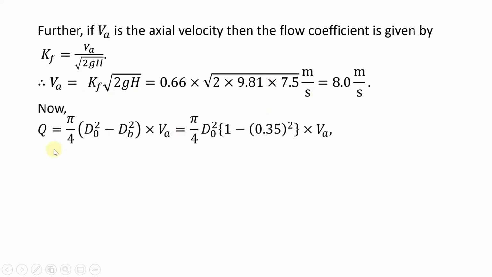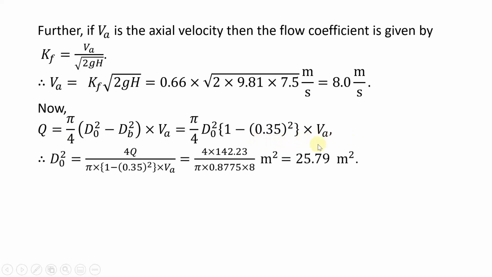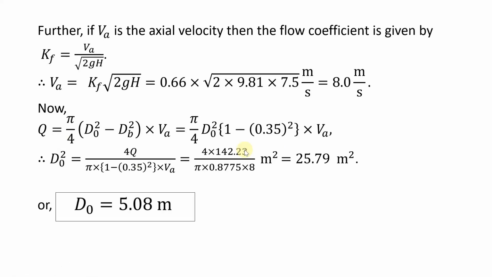Further, the axial velocity is related to the blade dimensions and the discharge by this expression, that is Q equal to pi by 4 d naught square minus dB square into Va. Since d naught and dB are given as a particular ratio, that is dB by d naught is 0.35, hence we can express this equation as Q equal to pi by 4 d naught square whole into 1 minus 0.35 square whole into Va. And when we simplify this, we obtain the value of the square of the outer diameter, and when we take the square root of this, we find out the blade dimension, that is the outer diameter of the rotor is equal to 5.08 meter.